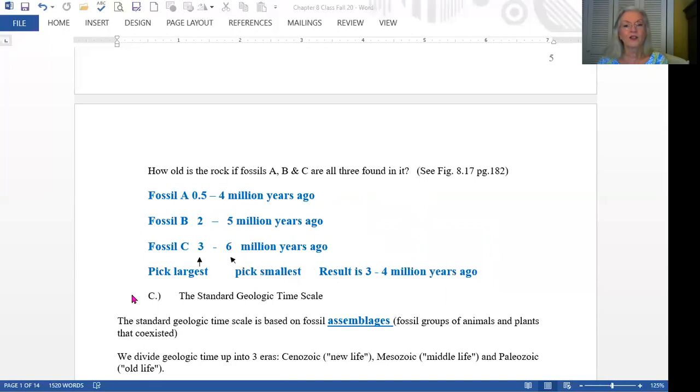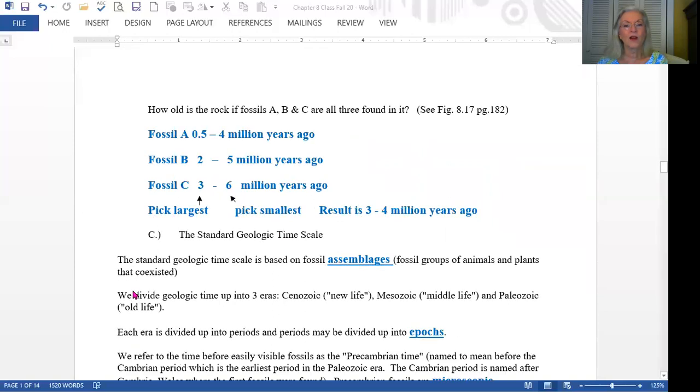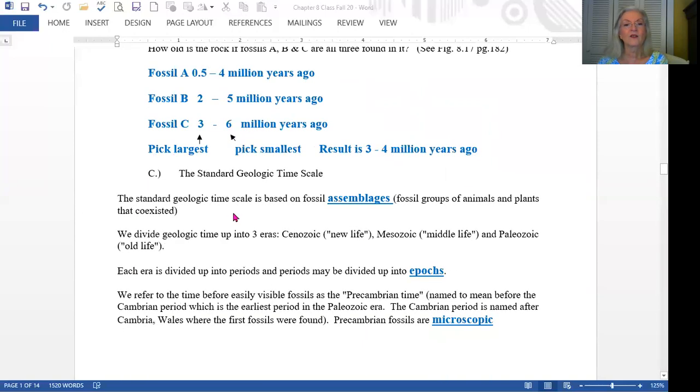So our standard geologic time, we'll move on to that. Standard geologic time is based on fossil assemblages. Those are the fossils that coexisted at that time frame. We divide our time up into 3 eras: Cenozoic, Mesozoic, and Paleozoic. Cenozoic is new life, Mesozoic is middle life, Paleozoic is old life. We are in the Cenozoic era.